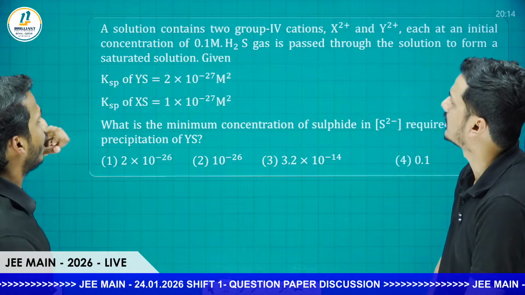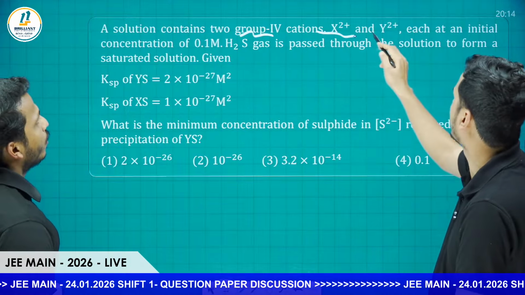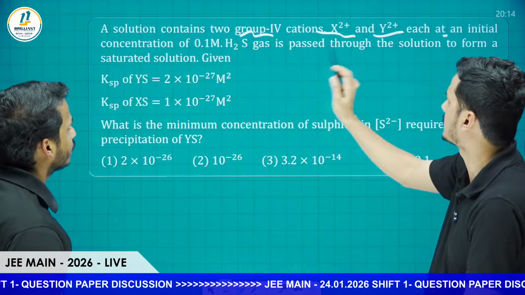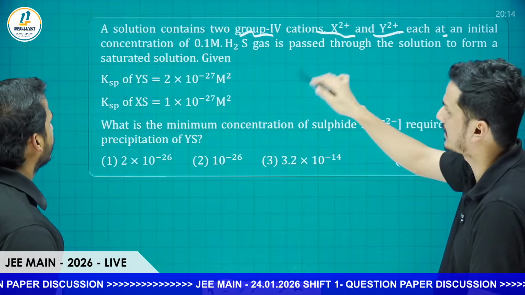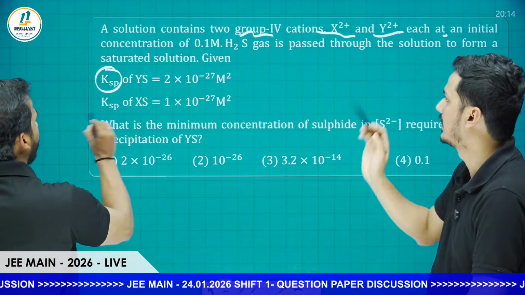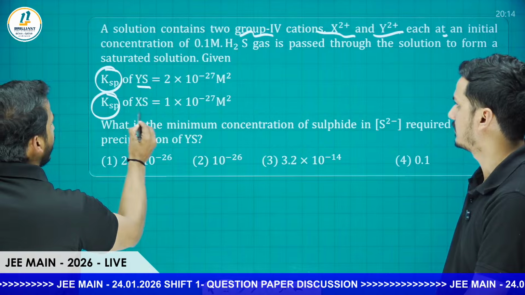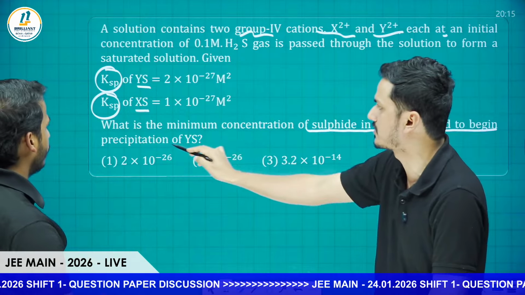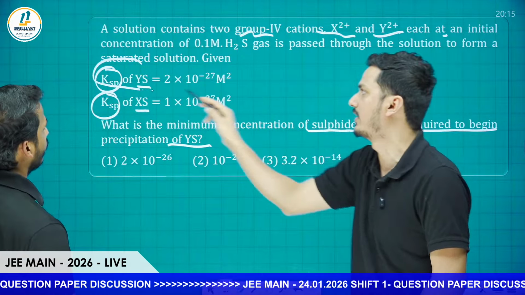A solution containing two group 4 cations, X2+ and Y2+, each at an initial concentration of 0.1 molar. H2S gas is passed through the solution to form a saturated solution. The solubility product is given for YS and XS. Then the concentration of sulfide S2- required to begin precipitation of YS. About YS only we have to do.